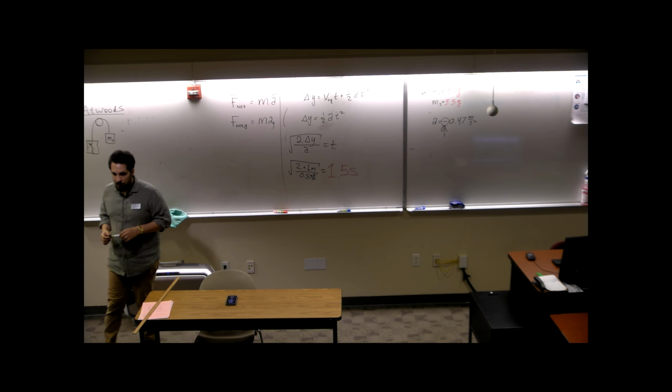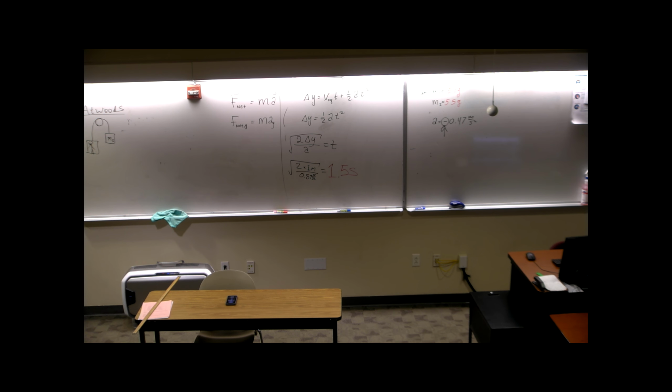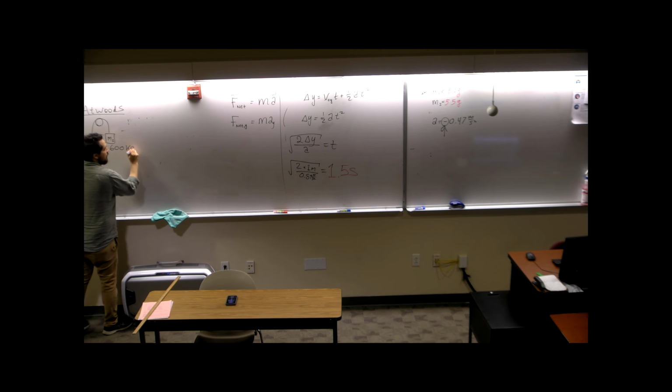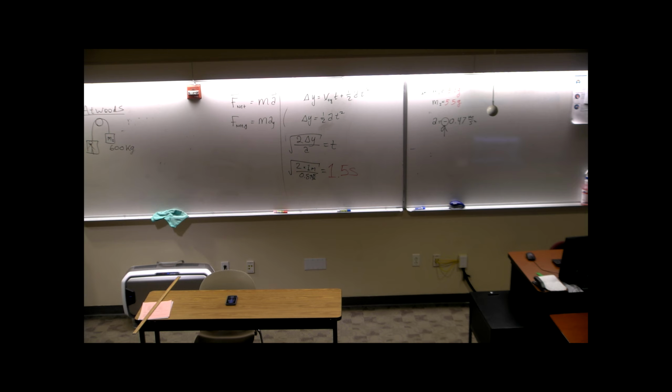So here's what we're going to do. We're going to create a simple elevator, a simple elevator that is an Atwood's device. And inside of this elevator, we will have one side that has a mass, M2, of 600 kilograms, so really scaling this up.